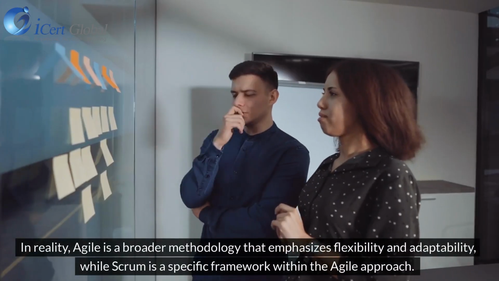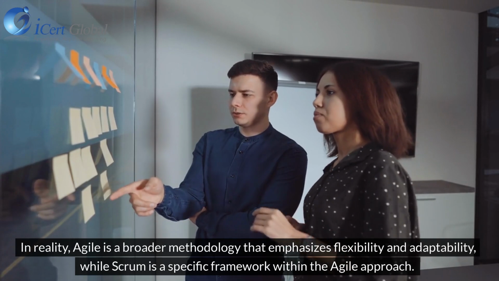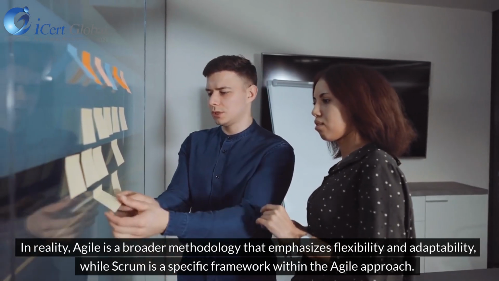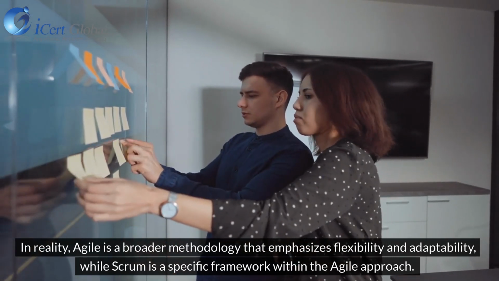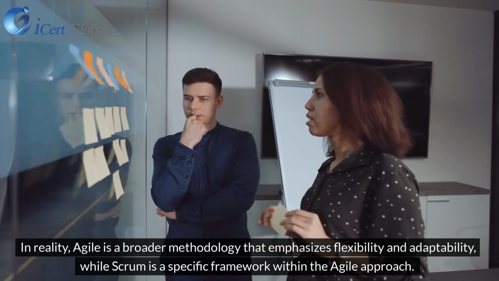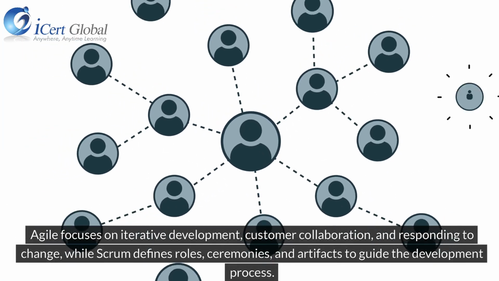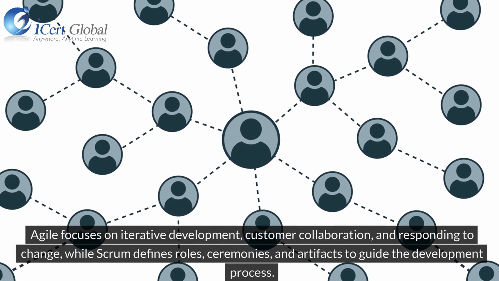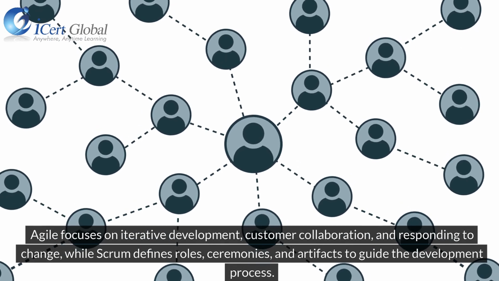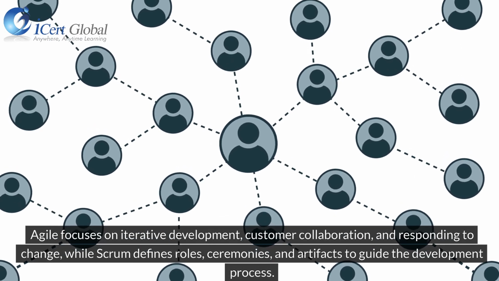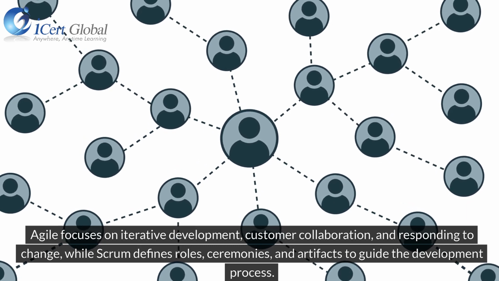Agile versus Scrum, understanding the difference. In reality, Agile is a broader methodology that emphasizes flexibility and adaptability, while Scrum is a specific framework within the Agile approach. Agile focuses on iterative development, customer collaboration, and responding to change, while Scrum defines roles, ceremonies, and artifacts to guide the development process.